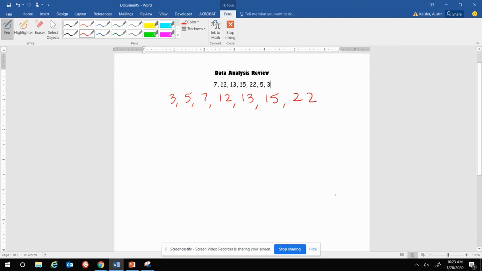I'm going to start off with the mode. That's what I always say is the easiest one to begin with. Mode is the number that occurs the most. So if I look up here, every number only shows up one time. So on this specific question, there is no mode. So I would just put none.